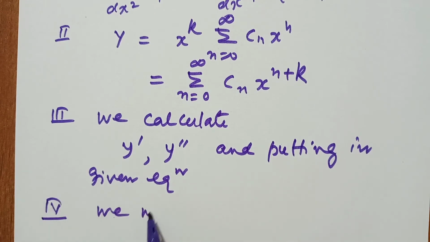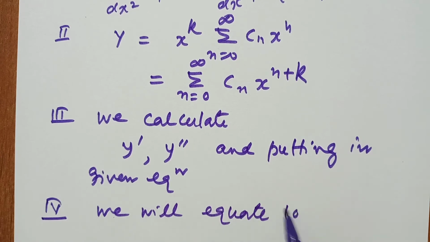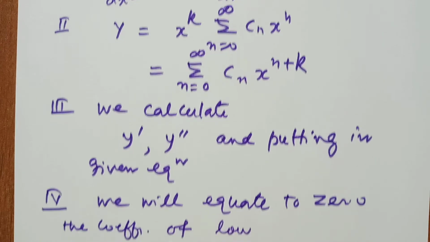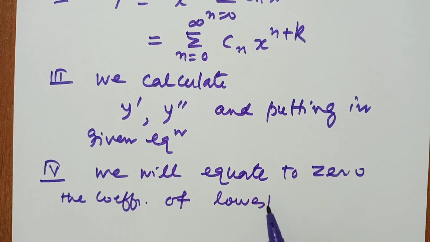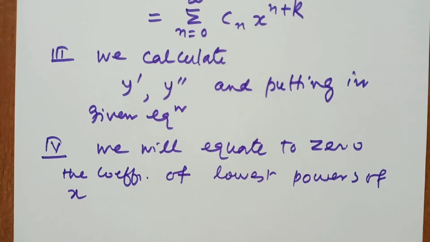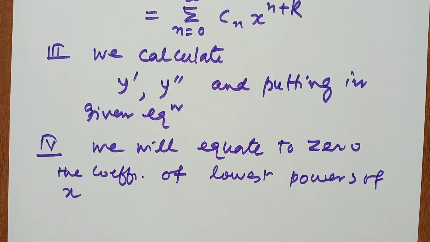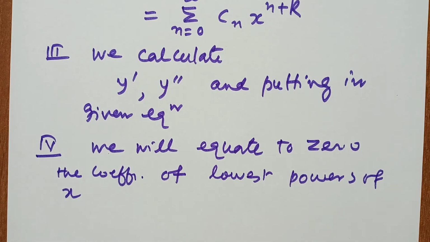Next step is that we will equate to 0 the coefficients of lowest powers of x. Okay. So we get a quadratic equation in terms of k.